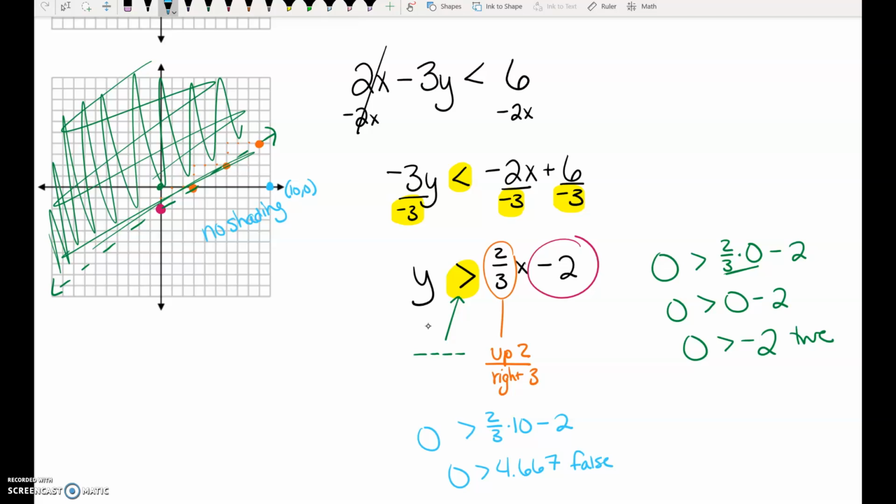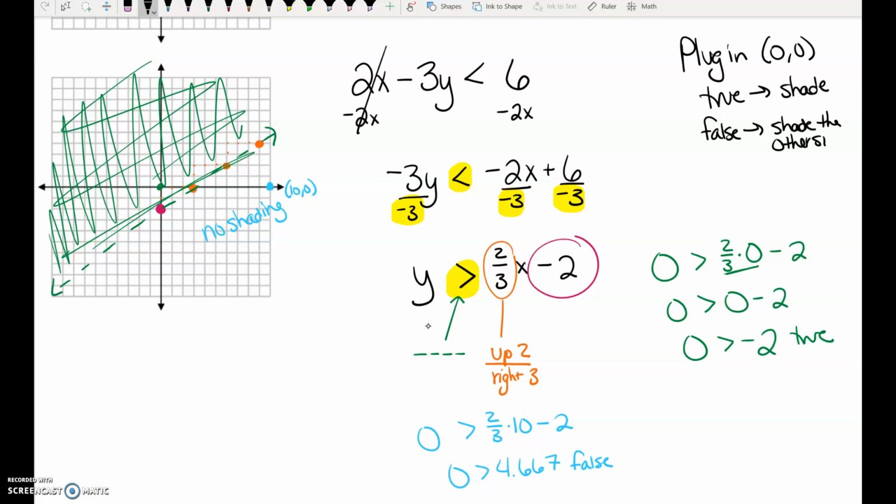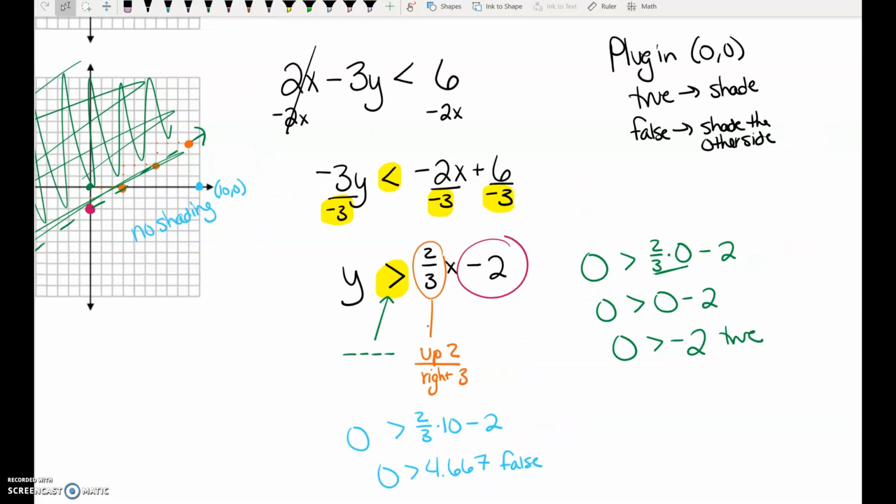So when you plug in 0, 0, if it works, I'm going to write that down. Plug in 0, 0. If it makes a true statement, shade the side that has 0, 0. If it makes a false statement, shade the other side. True statement, shade the side where 0, 0 is. False statement, shade the other side where 0, 0 isn't.